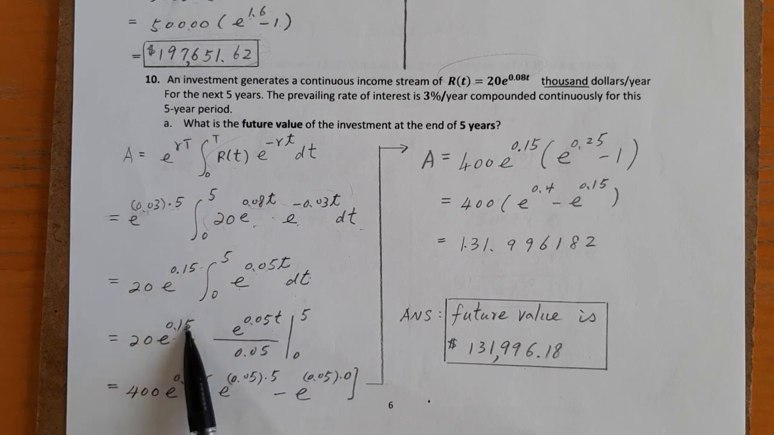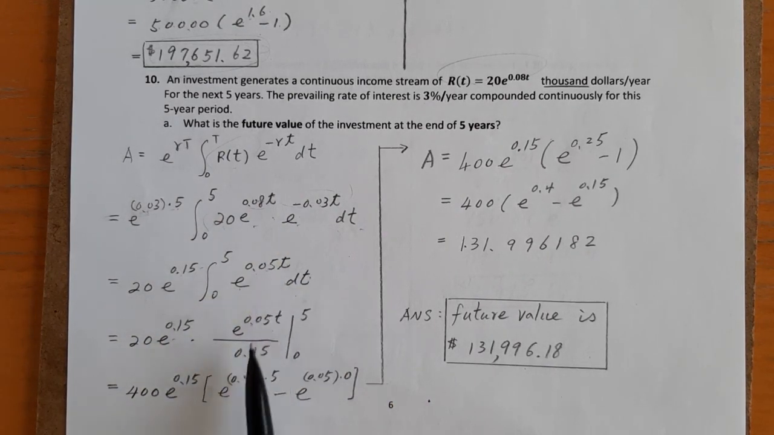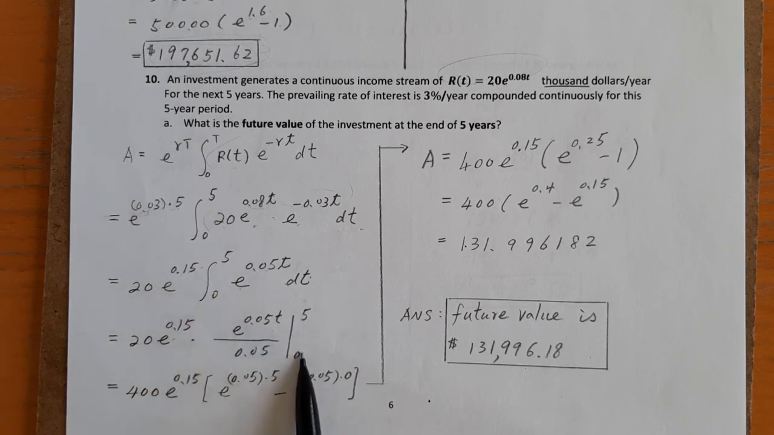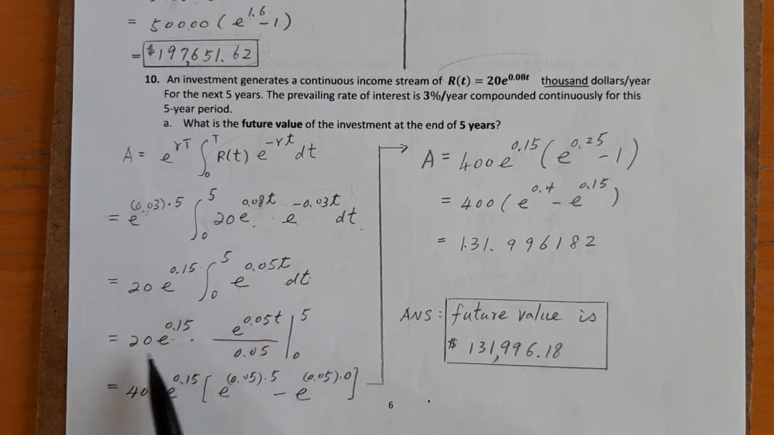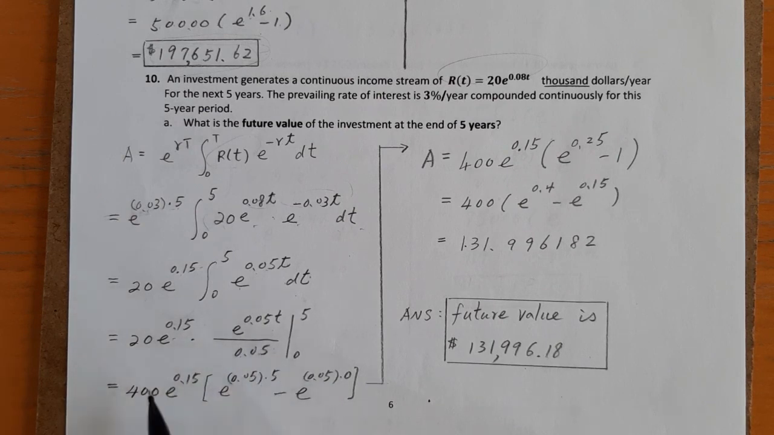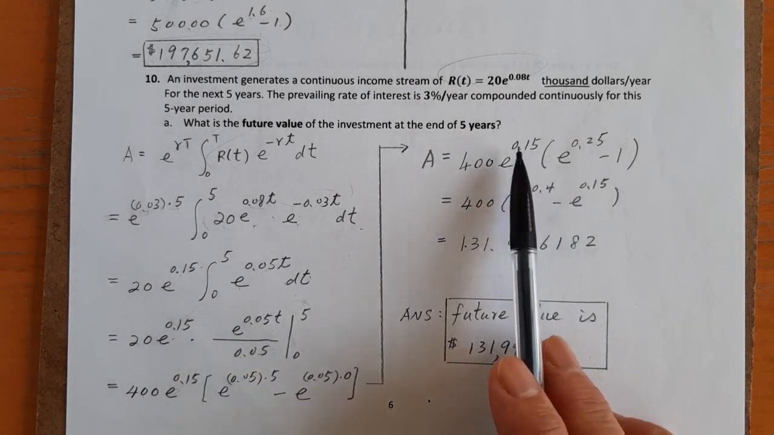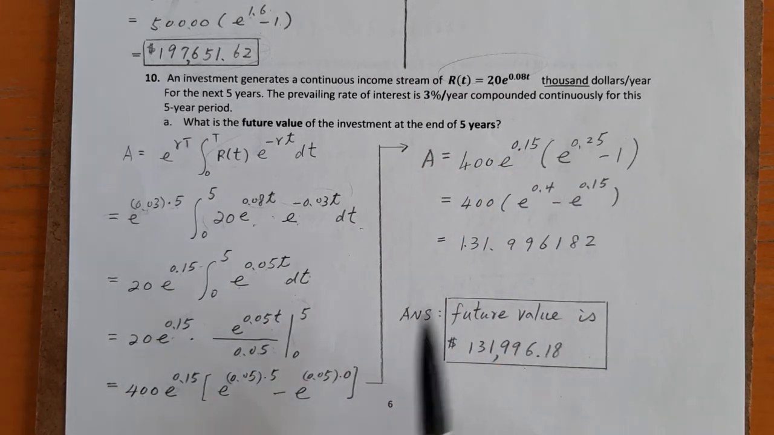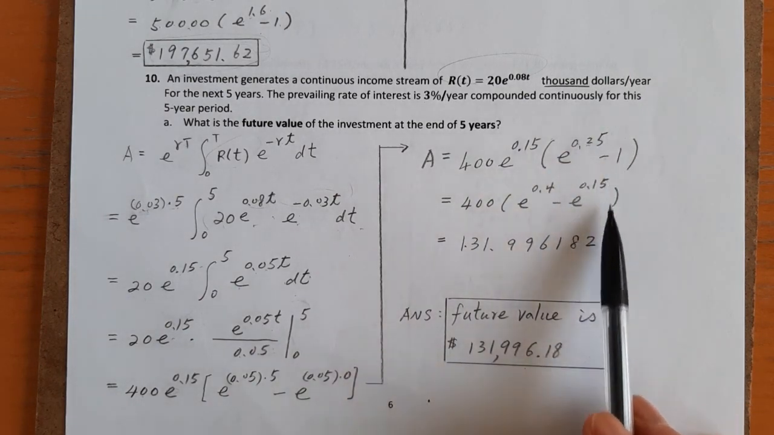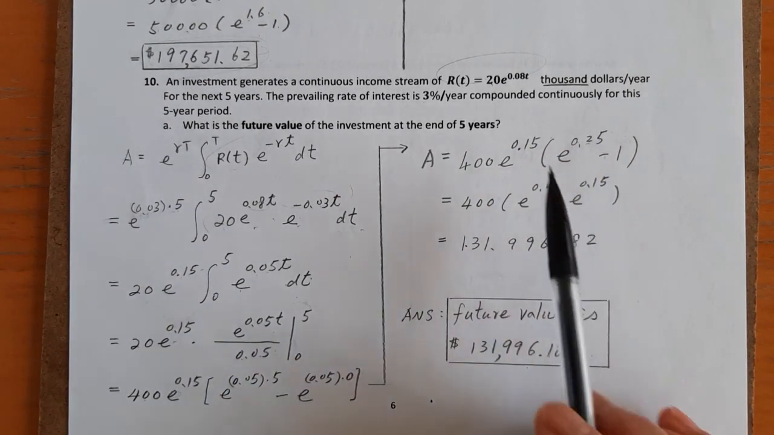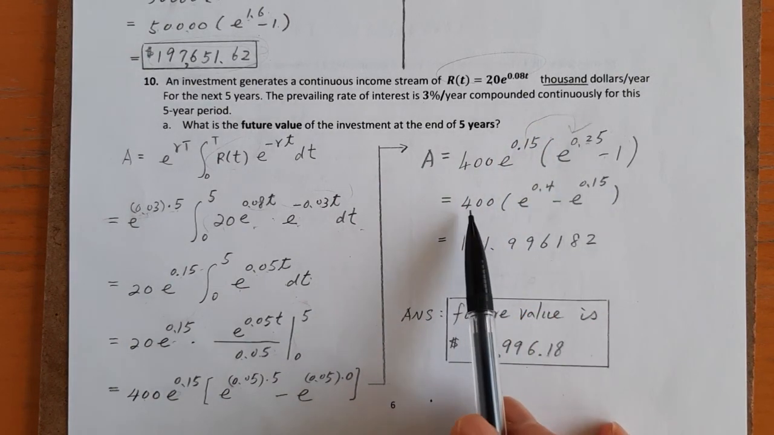Then 20 e to the power 0.5, take the integral, divided by 0.05, and t goes from 0 to 5. Then 20 divided by 0.05 is 400, e to the power 0.05 t. Plug in the 5, times 5, and plug in the 0, times 0. So you get 400 e to the power 0.25 minus 1. Then you can distribute it, with the 400 still outside.